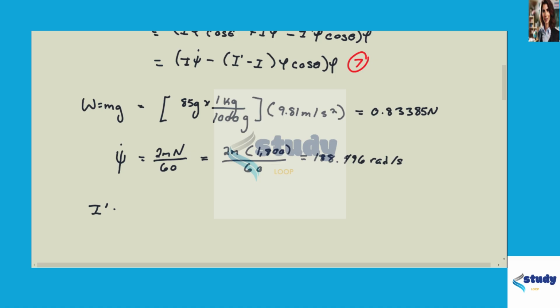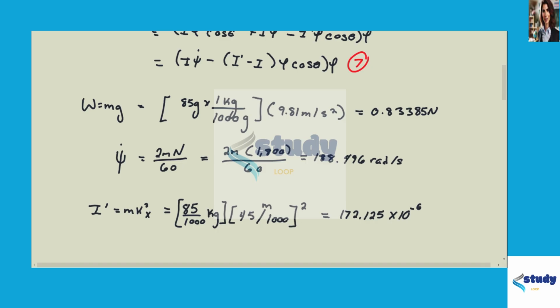And so now we got to express the moment of inertia about a transverse axis, which is this guy right here. We're just going to have it equal to 85 divided by 1,000 to get the kilograms, and times it by 45 divided by 1,000 squared, because we get meters squared. And here we get 172.125 times 10 to negative 6 kilogram meters squared. And by the way, using the symbol times is fine when you're giving an answer.